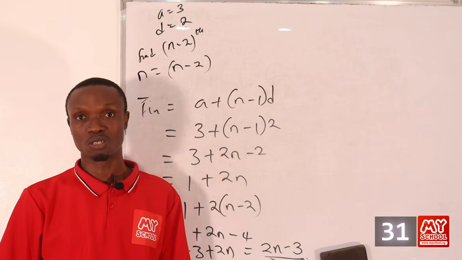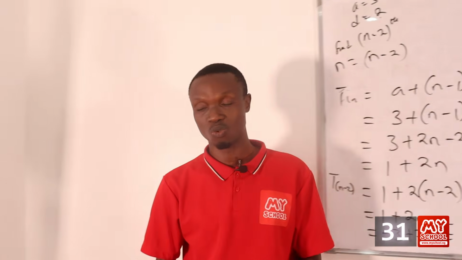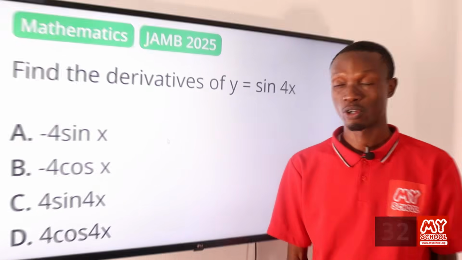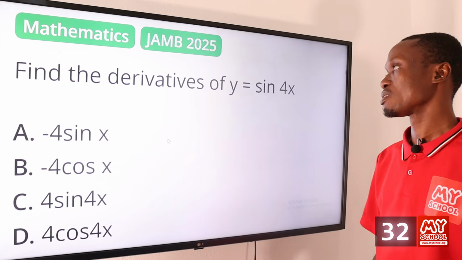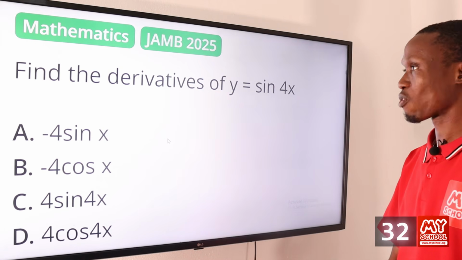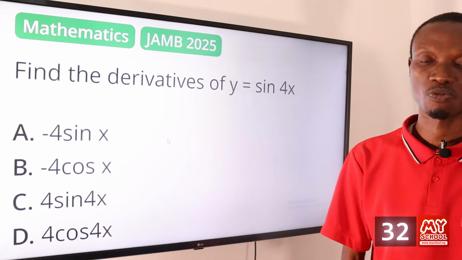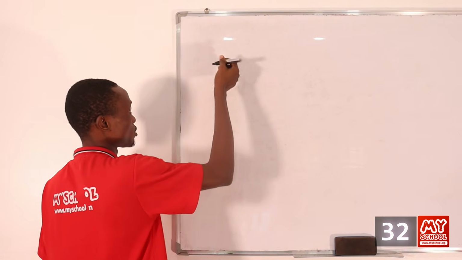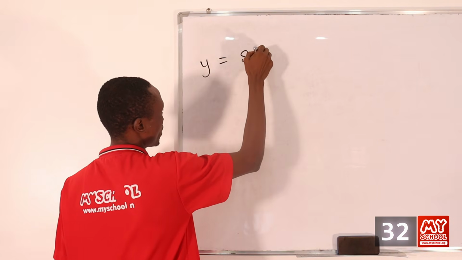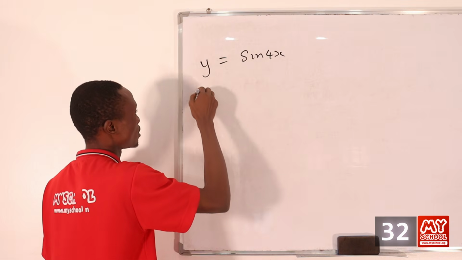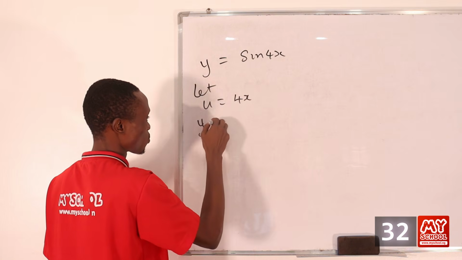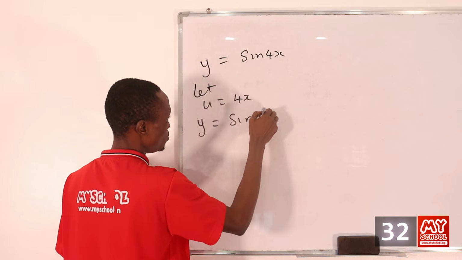So let's return to the screen to pick the correct answer to this question, and that is option D, 2n minus 3. Question 32. Find the derivative of y equals sine 4x. So let's move over to the board to provide the answer to this question. Now remember that the word derivative is another word for differentiate, or differentiation. So y equals sine 4x, right? So here we say let u be equal to 4x, so that y equals sine u, right?